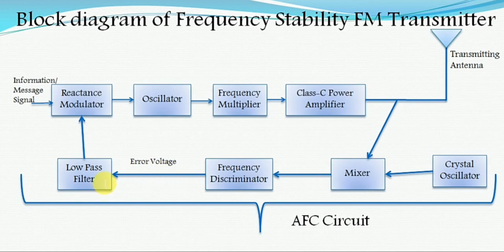Now what will the low pass filter do? It simply removes the unwanted frequencies, that is, the modulating signal frequencies, and allows the variations in the error voltage, which is proportional to the difference between the sample of the output waveform and the fixed oscillator. Now this error voltage is directly applied to the reactance modulator. Here we can call this error voltage a correction voltage, and it is applied to the reactance modulator.